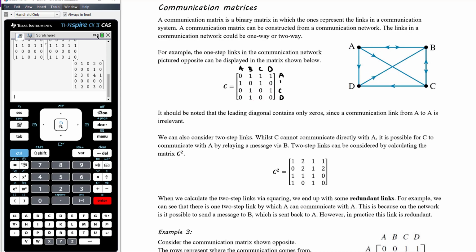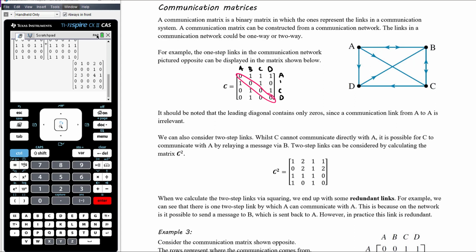Okay, so we've got this communication matrix. It should be noted that the leading diagonal contains only zeros, since a communication link from A to A is irrelevant. That was the same with the sporting competition. Team A beating themselves is irrelevant, so we have all zeros in our leading diagonal.